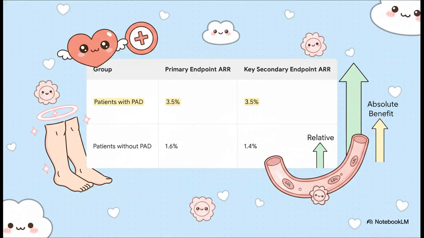And this table perfectly highlights the difference between relative and absolute risk. Our PAD patients have such a high baseline risk that even with a similar relative risk reduction, the absolute benefit they get is just enormous. The absolute risk reduction was 3.5%. That's more than double the benefit seen in patients who didn't have PAD. And at the end of the day, that's the number that really matters to our patients.